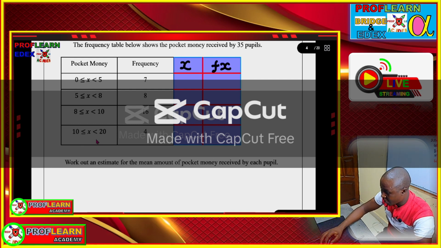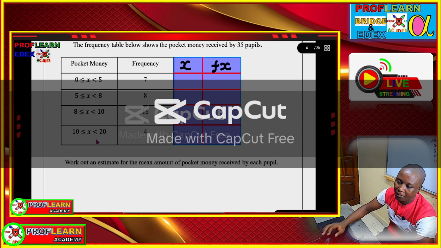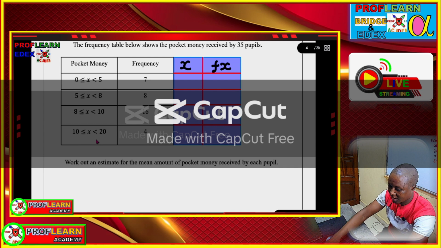Mabel, is this AQA? Mabel, this is GCSE 2H. As for AQA, guys, I'm planning to do AQA tomorrow. I can do AQA tomorrow for you guys.